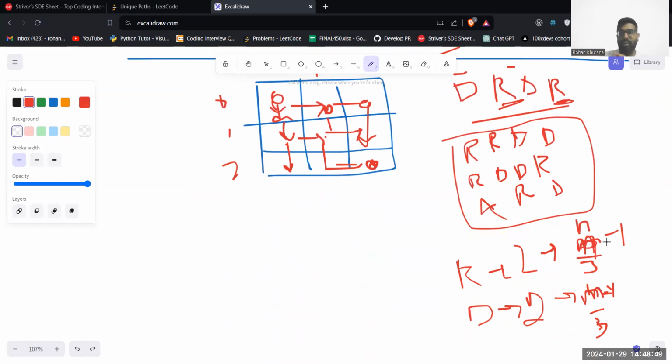If I'm going down, that means I'm changing my rows, it will be m minus 1. How many times can I go down? It will be m minus 1. How many times can I go right? It is n minus 1. Hope you understand this point.